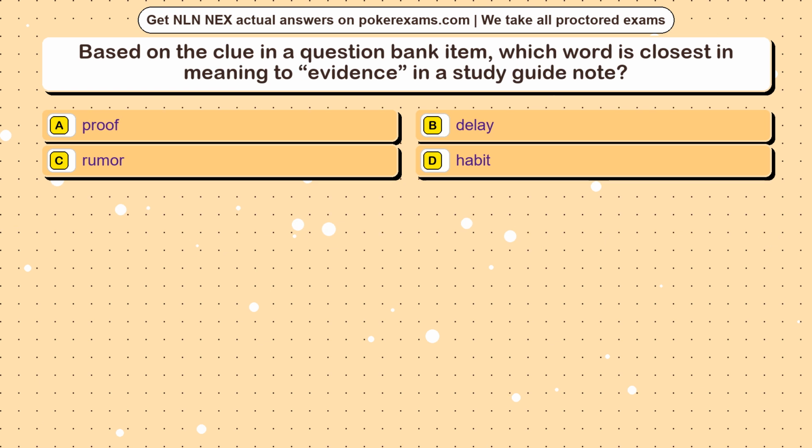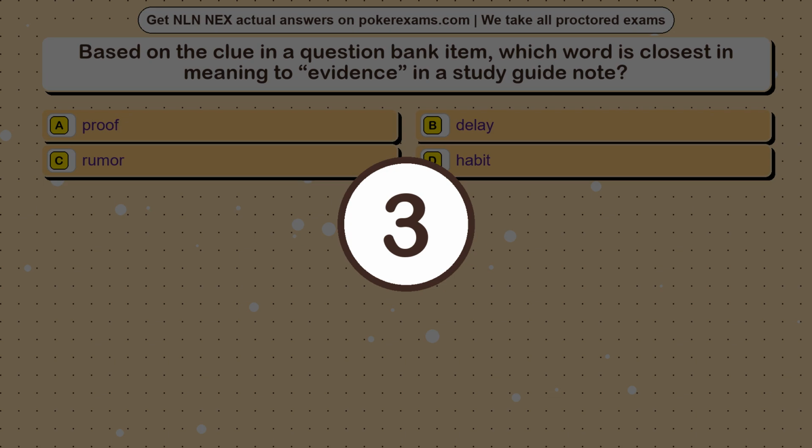Question 17. Based on the clue in a question bank item, which word is closest in meaning to evidence in a study guide note? Option A, proof. Option B, delay. Option C, rumor. Option D, habit.